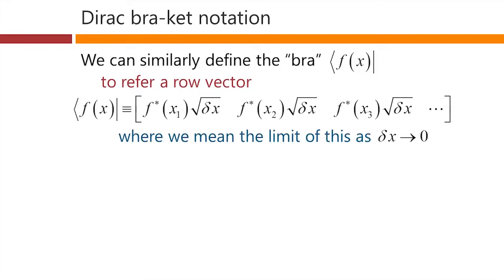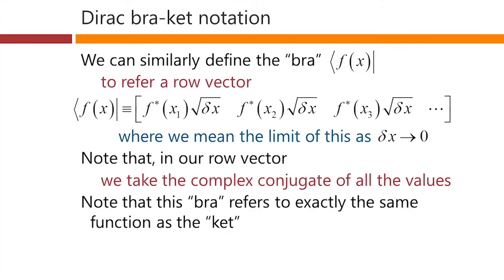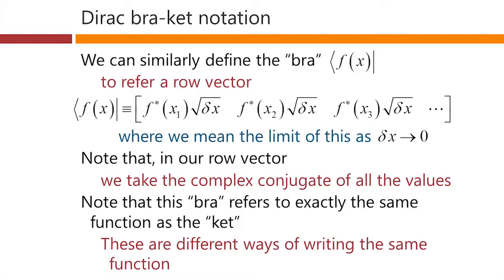So the Bra vector represents the same function, but it's a row vector version, and we write down the complex conjugates of all of the values of the function at each of the different points, the arguments x1, x2, and x3. So note then, in our row vector, we take the complex conjugate of all of these values. Note that this Bra here refers to exactly the same function as the ket did. These are just different ways of writing the same function, and it might seem a little odd that we put the complex conjugate in here, but that turns out to be very useful, as we will see.